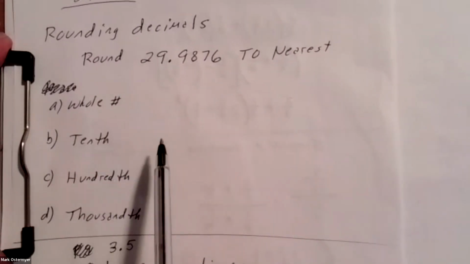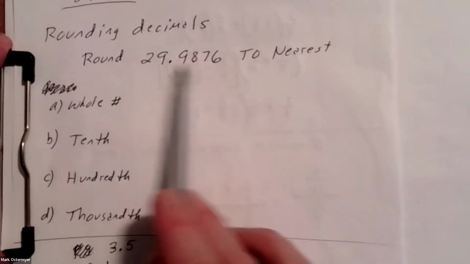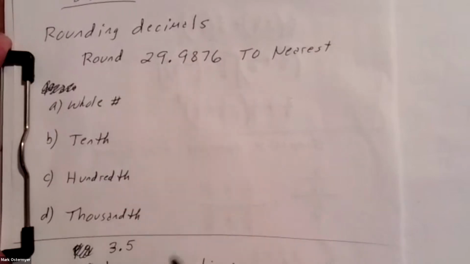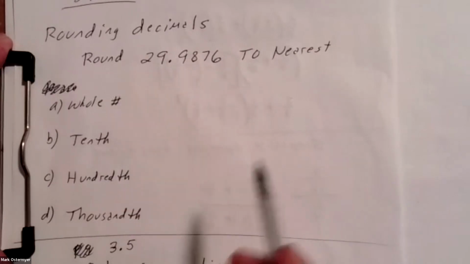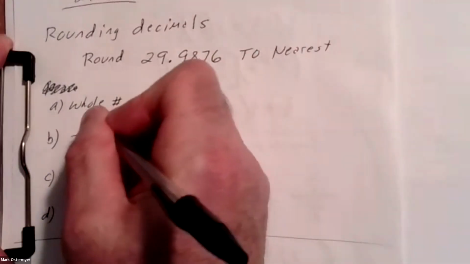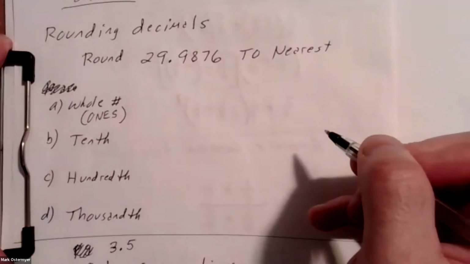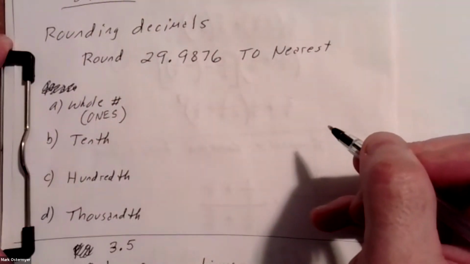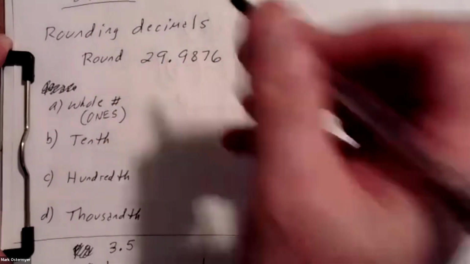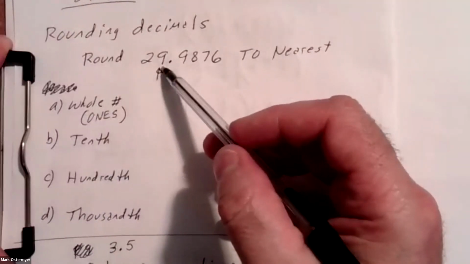What digit sits in the whole number place? Anybody? What's my whole number place? The whole number place, ladies and gentlemen, is another name for the ones place. What digit's in the ones place? The ones place. The 9. Here's how we round decimals.